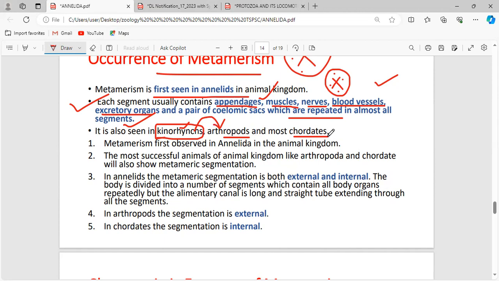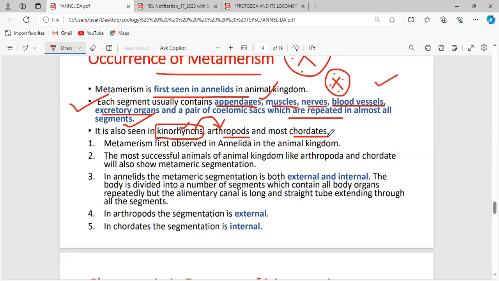It is not only seen in annelids. It is starting from the phylum annelids. You should know the difference, and what the statement I'm using here means. The metameric segmentation is not unique to only phylum annelids, but it is starting from the phylum annelids. The concept of segmentation will start only from the phylum annelids, not before the phylum annelids.